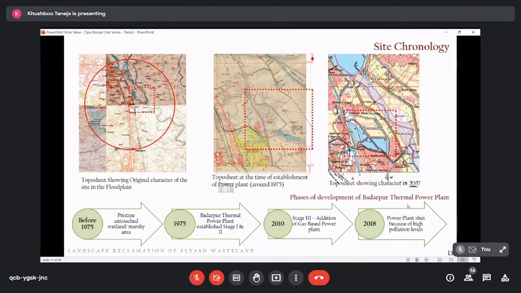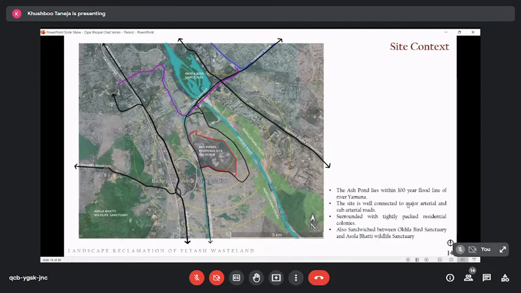And then into 2018 it shut down. So all of these years of exploitation on the land, and look what we have got. So this was the site context.